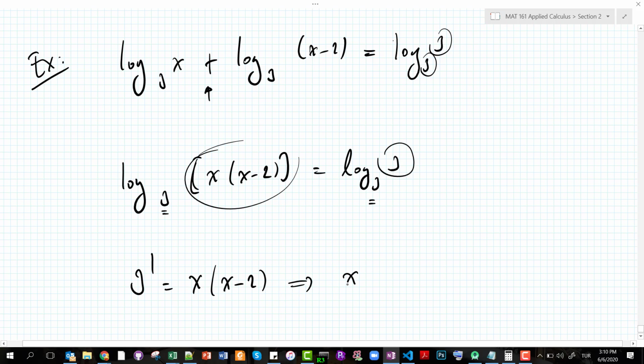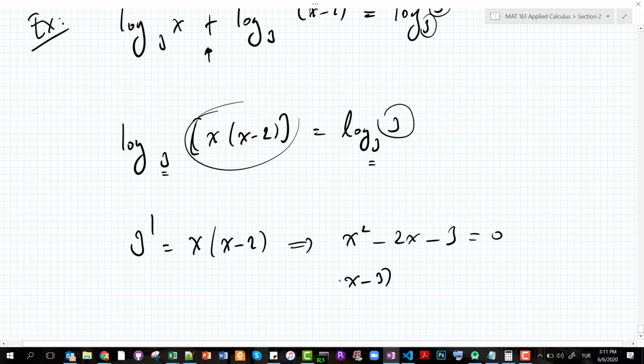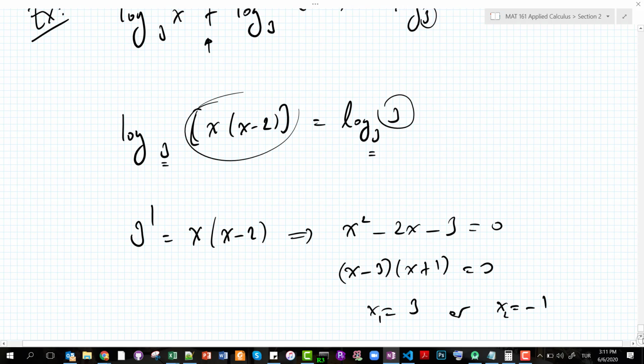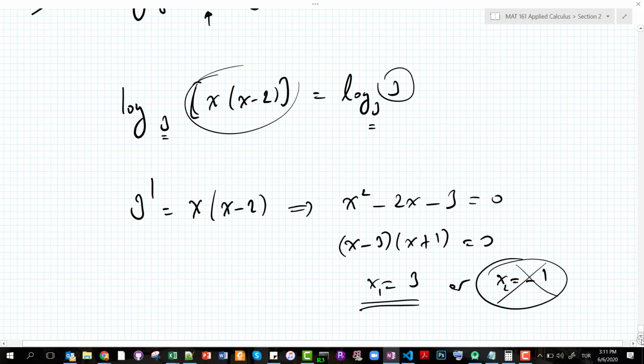Great. And how am I going to solve this? You know from the review section, if you would like to solve the quadratic equation, you need to use either the factorization or the quadratic formula. I'm going to use the factorization, correct? x minus 3 times x plus 1 is equal to 0. x is going to be equal to 3, or x is going to be equal to negative 1. But as you see here, x cannot be negative since I cannot calculate the logarithm of a negative value. That is why x should be equal to 3.